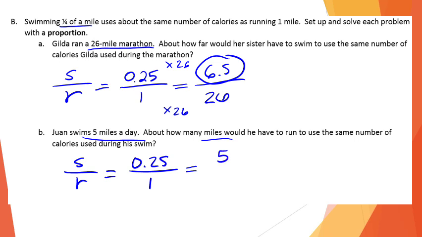So if I swim 5 miles, you'll notice the 5 is going on the top because I'm talking about swimming. I want to know how many miles I'd have to run. So I'm looking for this scale factor here, and if I do 5 divided by 1/4, I'm going to find this scale factor, which in this case is 20, and then 1 times 20 would be 20. So he would have to run 20 miles to use the same number of calories from his 5-mile swim.